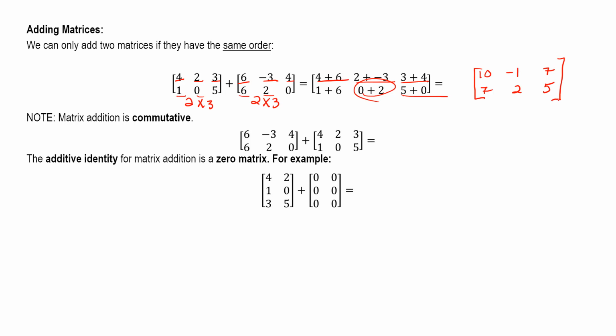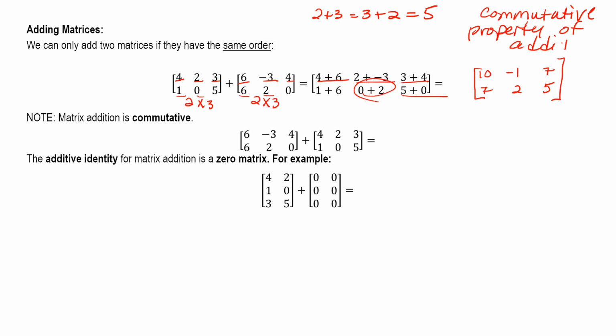So adding matrices is not so bad. And matrix addition is commutative, just like regular addition is, or addition of real numbers. 2 plus 3 equals 3 plus 2, which is 5. That's called the commutative property of addition. That same property works with matrices, matrix addition.